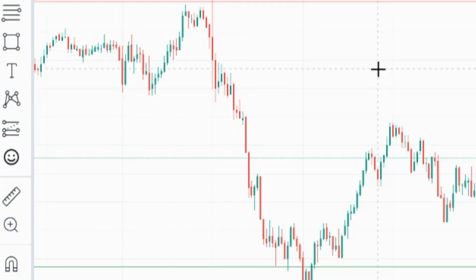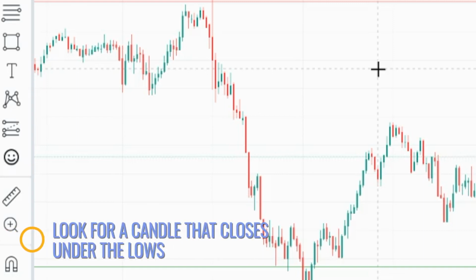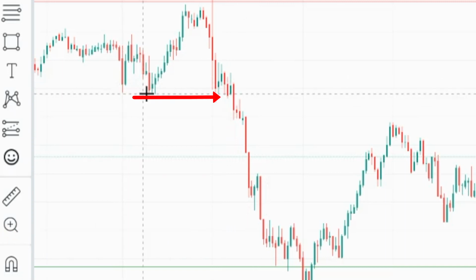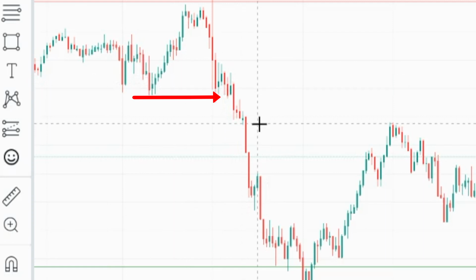I want to make sure that it's going down before I enter a short position, before I buy a put or go short on a particular trade. So what I'm looking for is a candle that closes below these lows in here. And you get that on this move in here. Really this move in here as well. You get a candle closure that's below these lows. And that gives me more confirmation that the market could be shifting in the other direction.